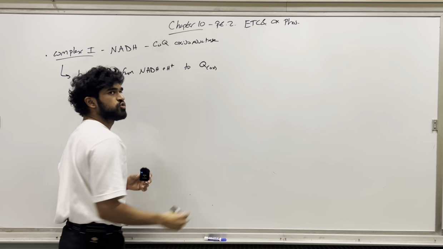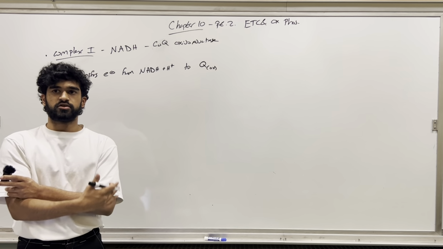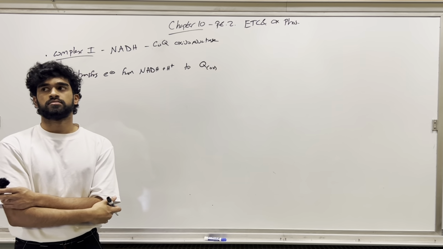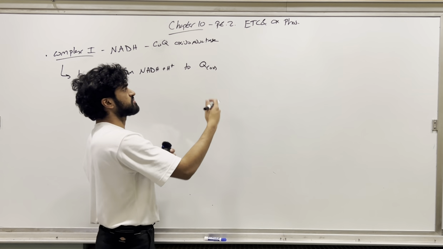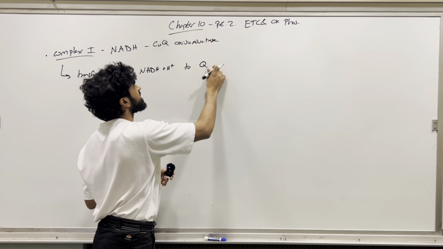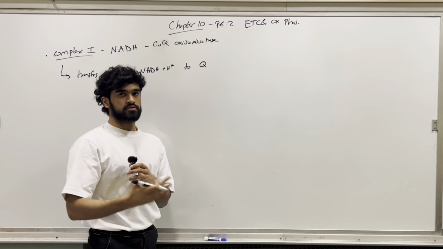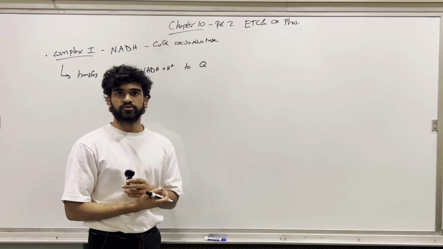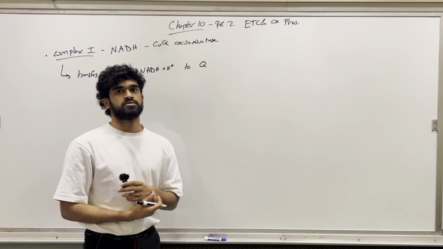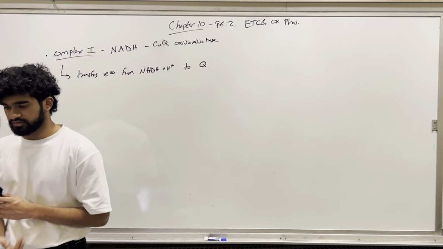And I'm going to write it as Q ox, right? Q in its oxidized form. But you don't really need to write Q ox. Some people write Q ox, Q red. I write Q, and you guys remember what I use as the reduced form of Q? QH2. Q and QH2.